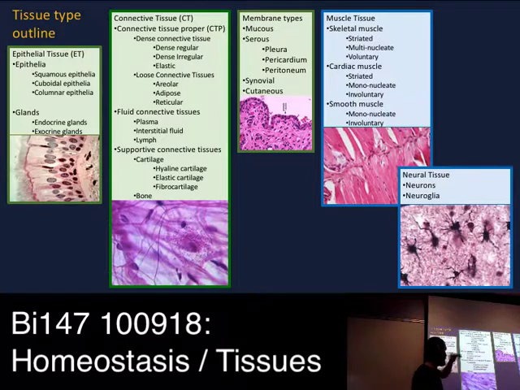Fluid connective tissue, like I said, this is your blood. So this is the plasma, interstitial fluid, and the lymph in your body. This is like the fluid stuff that makes you up. And then supportive connective tissue is cartilage and bone. Cartilage, there's three types of cartilage. Hyaline cartilage, elastic, and fibrocartilage. We are going to talk about hyaline and fibrocartilage. I'm probably not going to talk about elastic cartilage, although there are places in the body that elastic cartilage is affected by yoga.